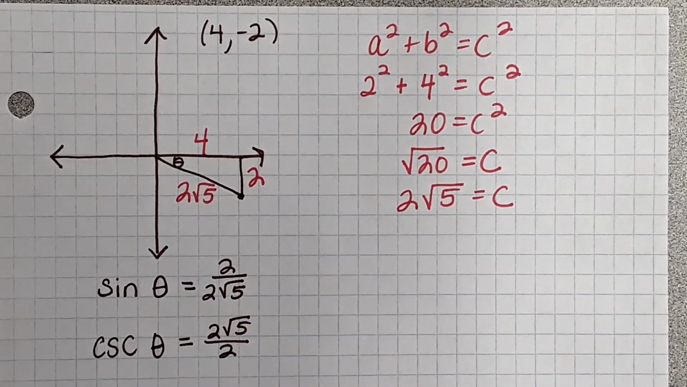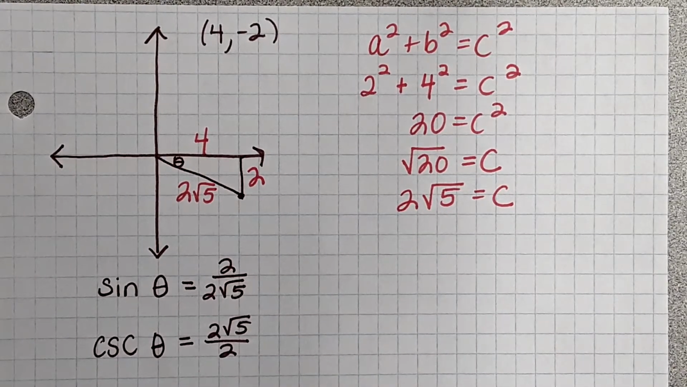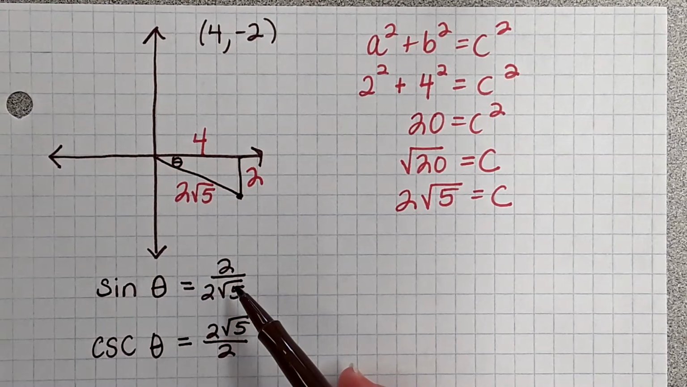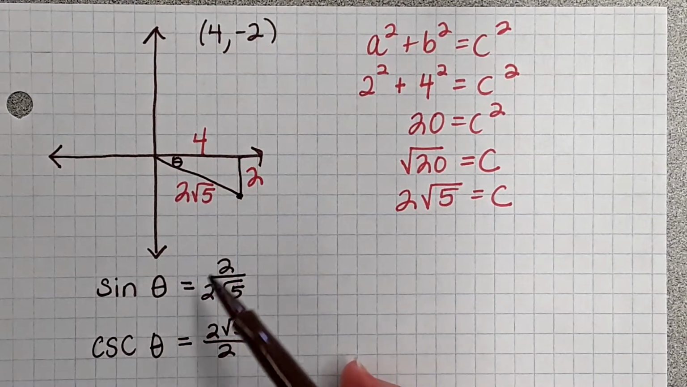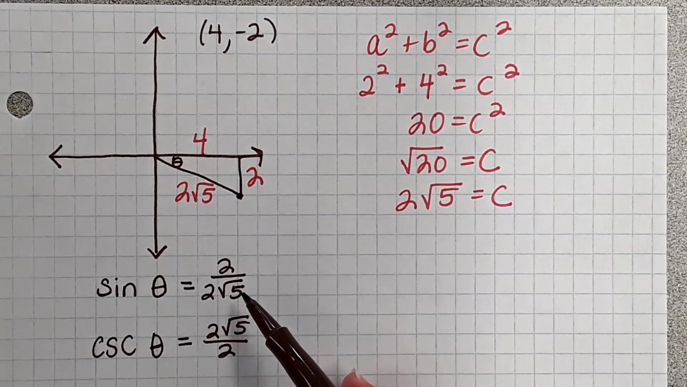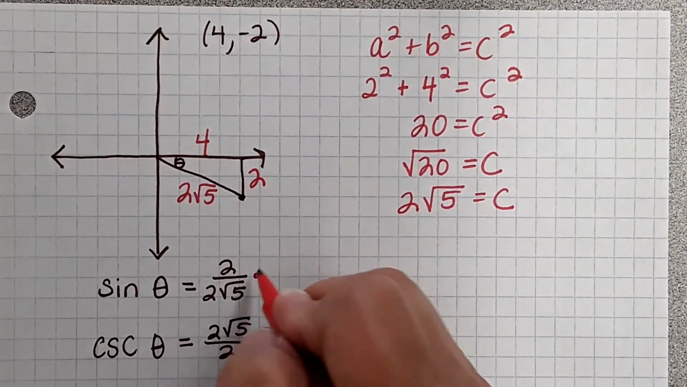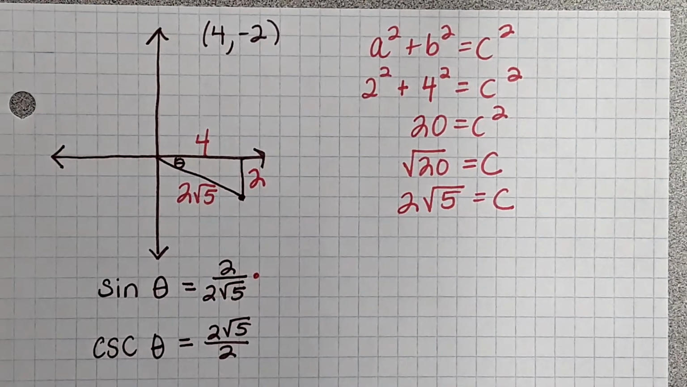Okay, there's a couple adjustments that we need to do before we're going to move on to our other ones. What do you notice about the sine of theta? What adjustment do I need to make? Right, we need to get that square root of 5 out of the denominator. How do we do that? You can multiply by 2 square roots of 5, but we can just leave that 2 there and just get rid of the square root of 5. Since it's all multiplication, we can do that.